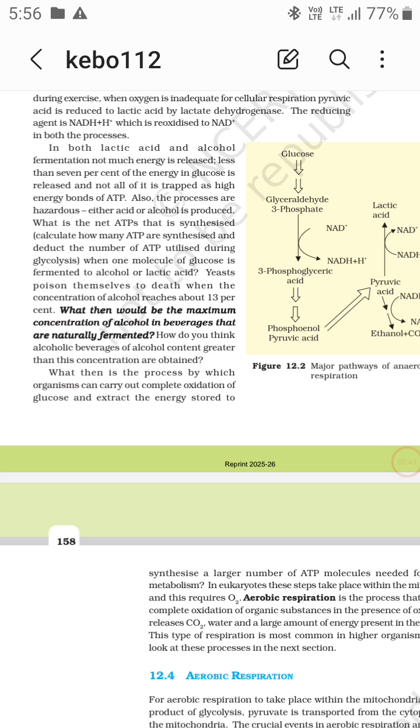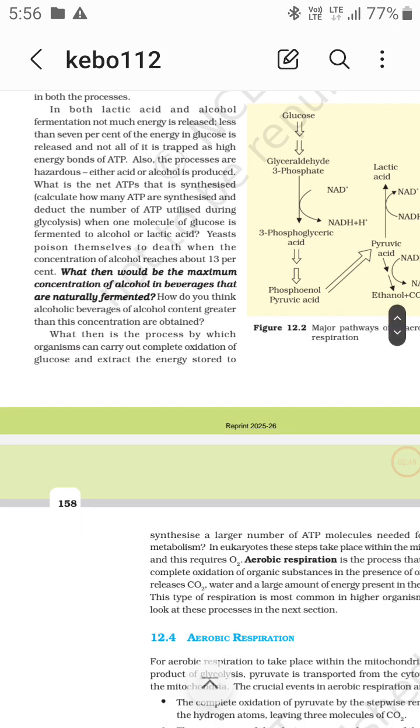Yeast poison themselves to death when the concentration of ethanol reaches about 30%.